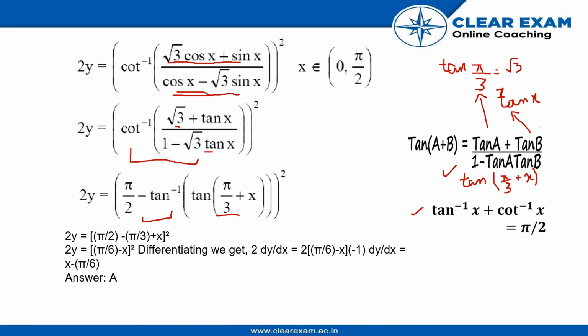Then on differentiating, we get 2 dy by dx equals 2 (pi by 6 minus x) into minus 1, so dy by dx equals x minus pi by 6. So our answer A is correct. Thank you.